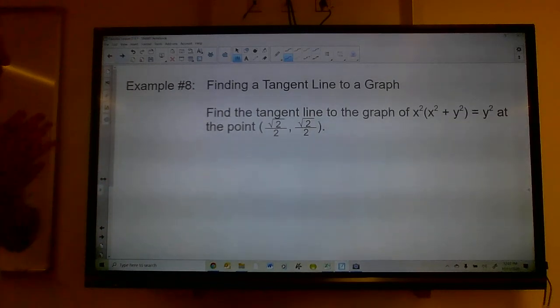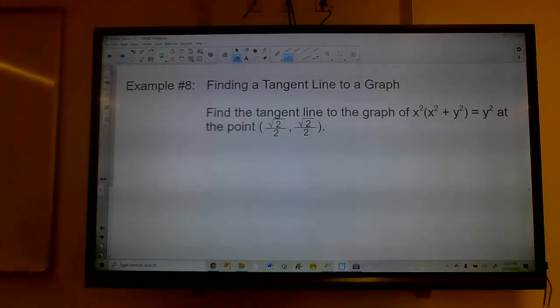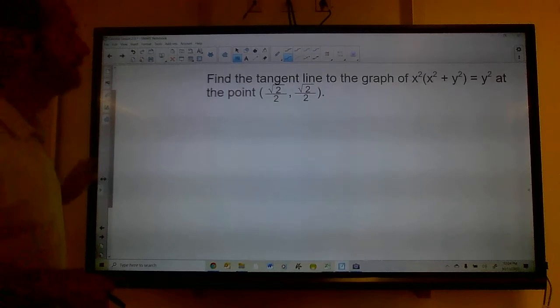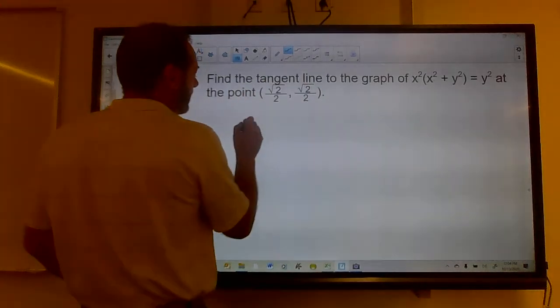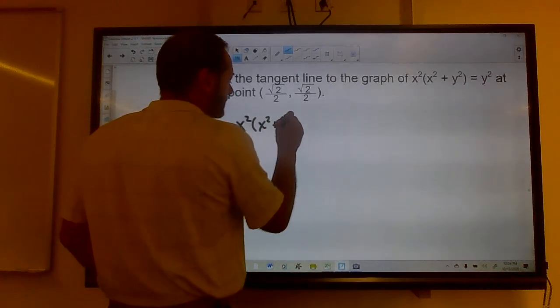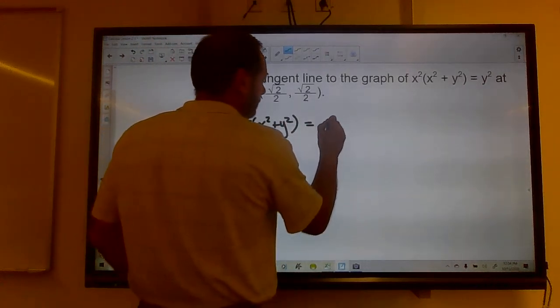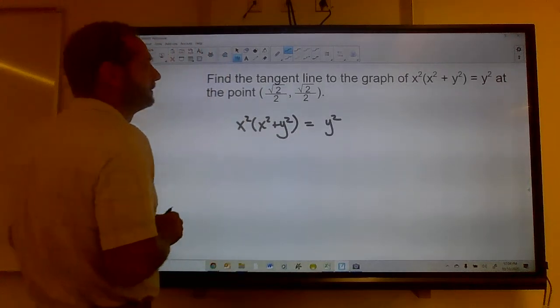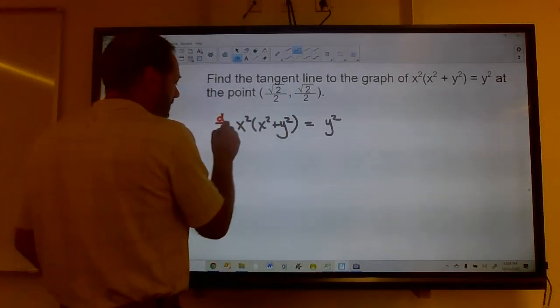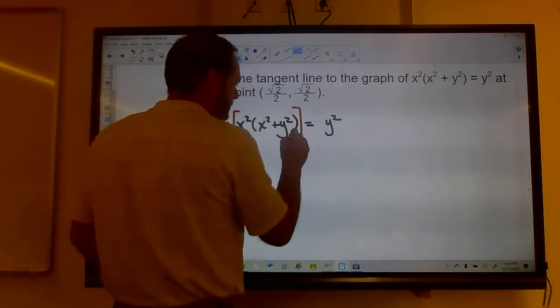Okay. Let's find the tangent line to the graph x squared times x squared plus y squared equals y squared at the point square root of 2 over 2, square root of 2 over 2. Okay, so let's take our equation. We'll rewrite it down here. x squared times x squared plus y squared equals y squared. And let's find the derivative of this.